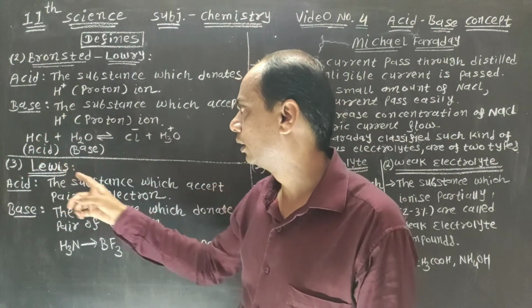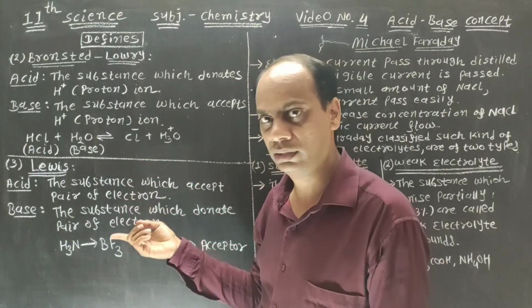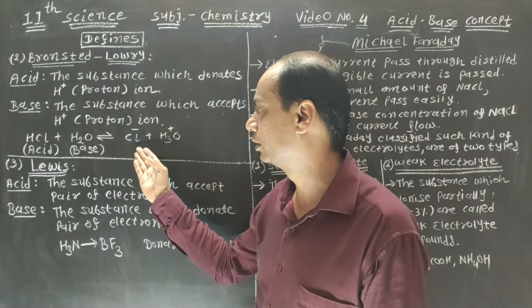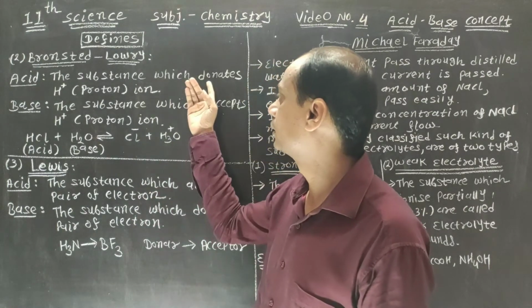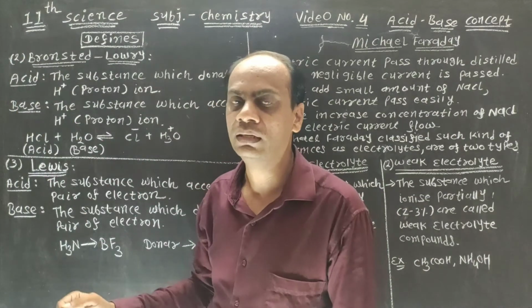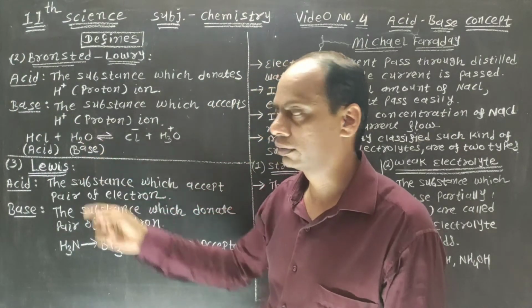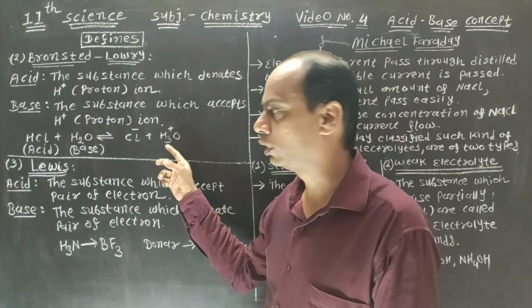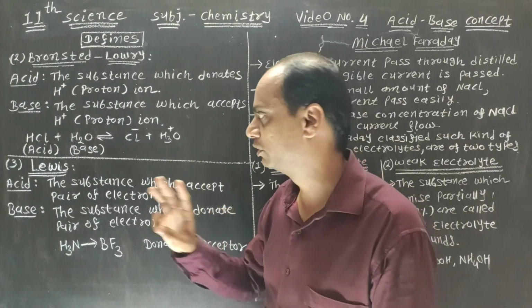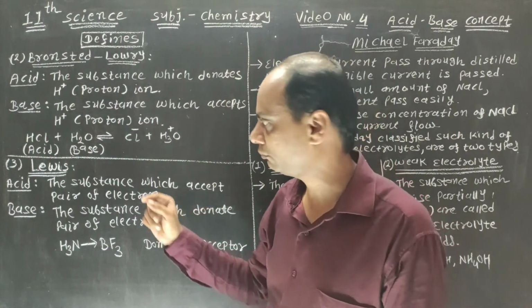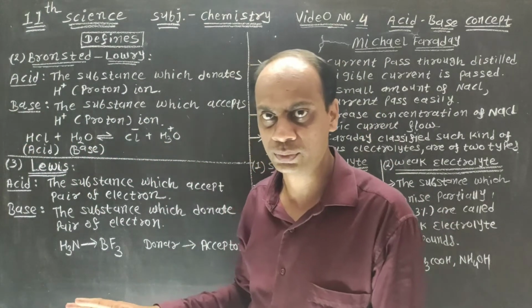Now HCl, when added in the water, dissociates into H plus and Cl minus. Here is the Cl minus, which means H plus is donated. If H plus is donated, then HCl is said to be an acid. In the case of water, there are only two hydrogen atoms. But when the hydronium ion is formed, there are a total of 3 hydrogens, which means H plus is added over here, accepted. So water is said to be a base.